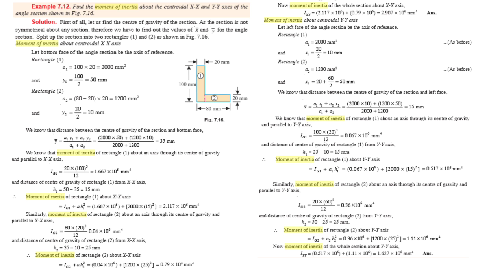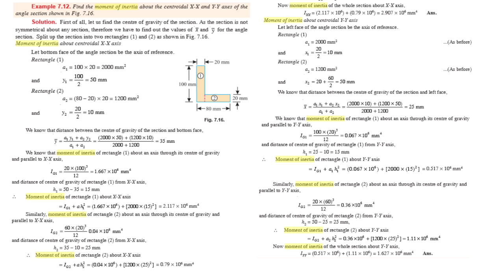So y bar is equal to a1 y1 plus a2 y2 divided by a1 plus a2, which is equal to 2000 into y1 equal to 50 plus a2 equal to 1200 into y2 equal to 10, divided by a1 equal to 2000 plus a2 equal to 1200. Therefore, y bar is equal to 35 mm.